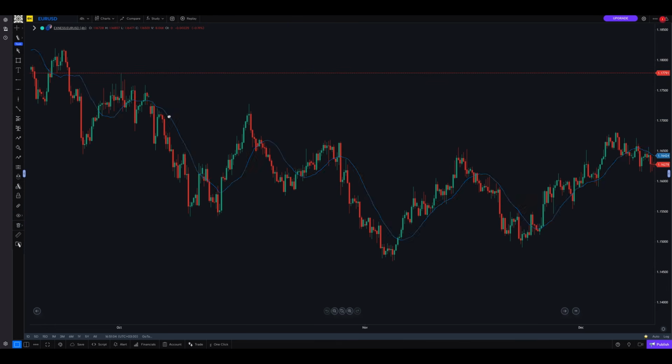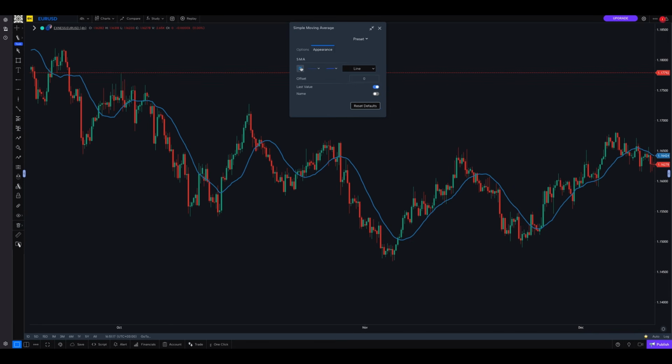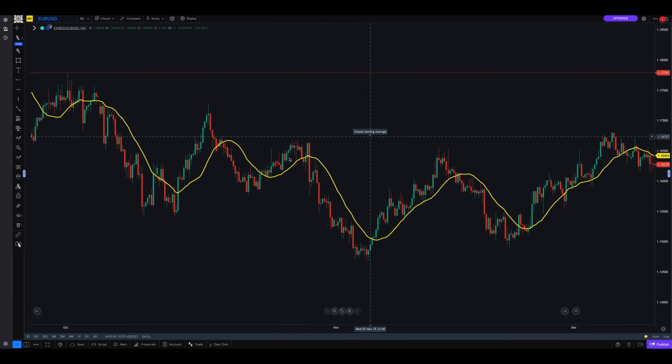So what you do, just go to your indicators and add a 20 period moving average. You can use simple moving average or you can use exponential. Just apply it on the chart like the way you see it here, or let me change this appearance to yellow so that we can see it clearly. You can see now. How do you trade this strategy?